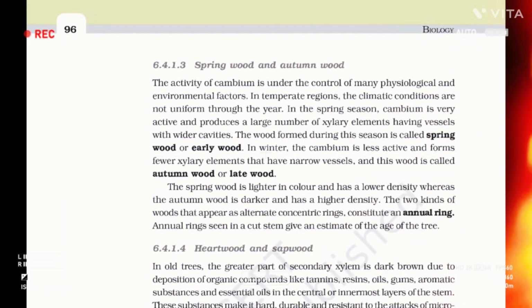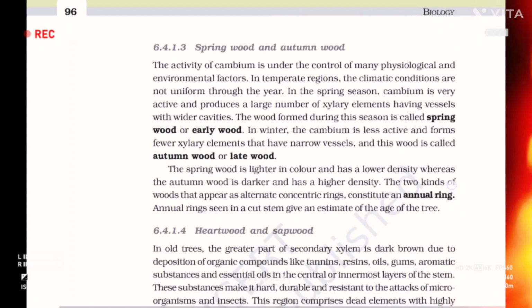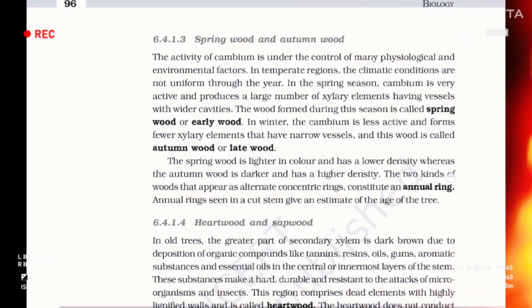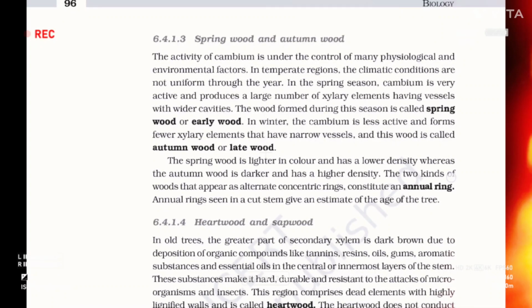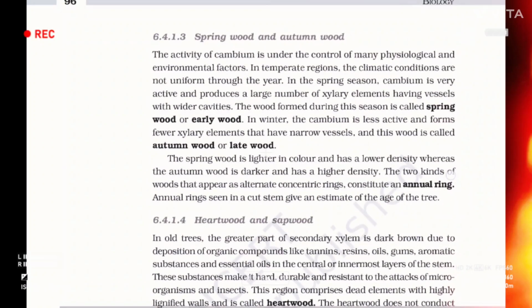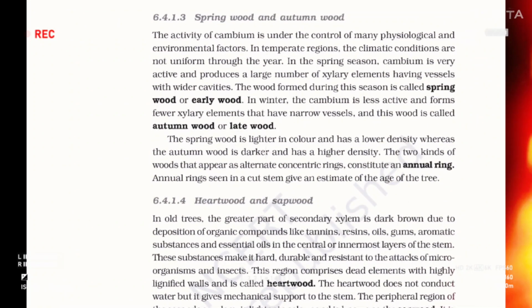6.4.1.3 Springwood and autumn wood. The activity of cambium is under the control of many physiological and environmental factors. In temperate regions, the climatic conditions are not uniform through the year. In the spring season, cambium is very active and produces a large number of xylary elements having vessels with wider cavities. The wood formed during this season is called spring wood or early wood. In winter, the cambium is less active and forms fewer xylary elements that have narrow vessels, and this wood is called autumn wood or late wood.